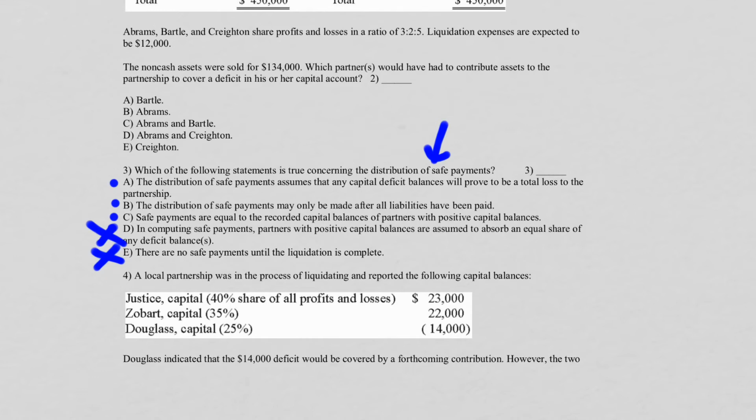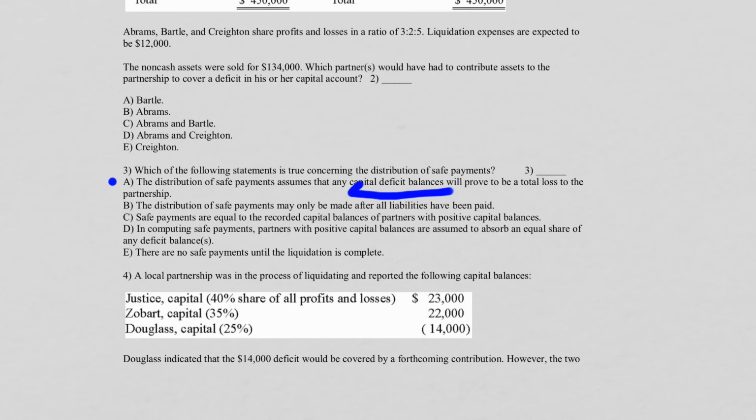Let's go back over A, B, and C to see what I'm doing wrong. Okay, let's do A again. The distribution of safe payments assumes that any capital deficit balances will prove to be a total loss to the partnership. That's true. That's what we do. We allocate deficit balances to the other partners, assuming that the person's not going to bring their capital account back up to where it's supposed to be. So that's true when we do the safe payments.